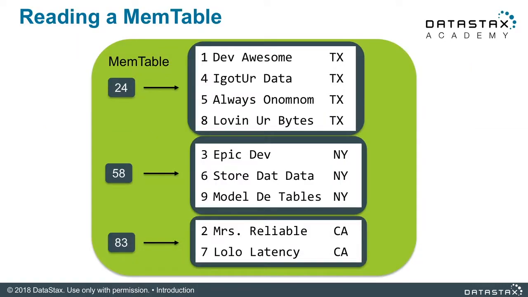Here is our mem table. Notice we have three partitions. The top one is partition Texas, the next one New York, and the last one partition California. The partition key values are on the left. We have 24, 58, and 83 respectively.